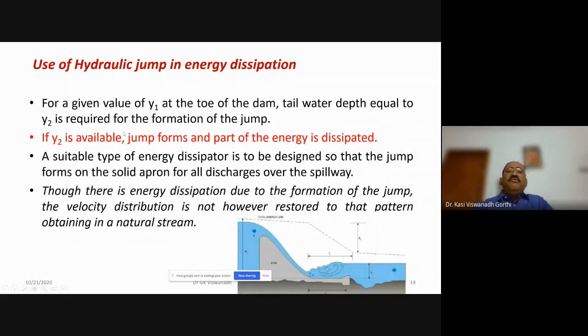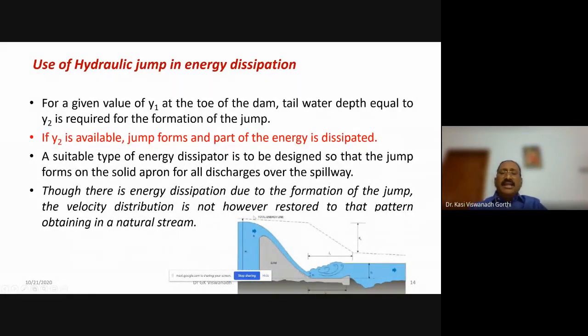For a given value of Y1 at the toe of the dam, a tailwater depth equal to Y2 is required for formation of this hydraulic jump. If Y2 is available, the jump forms and a part of the energy is dissipated. A suitable type of energy dissipator is to be designed so that the jump forms on the solid apron for all discharges over the spillway.